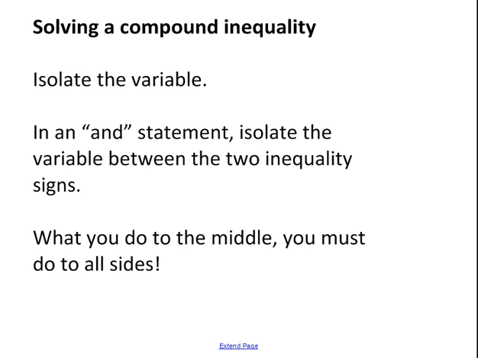When you're solving a compound inequality, you still have to solve it just like you normally would. If you have an "and" statement, what you need to do is get the x by itself. But the thing of it is your x is going to be in the middle. And normally when you solve an equation, what you do to one side, you do to the other. Well, with an "and" inequality, you actually have three sides. So you've got to do it to all three places.